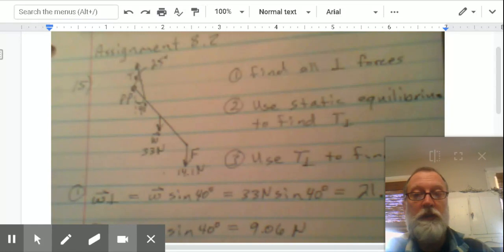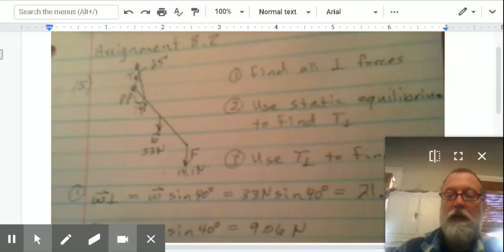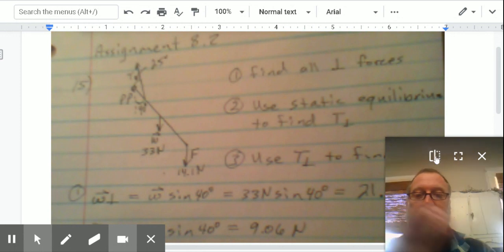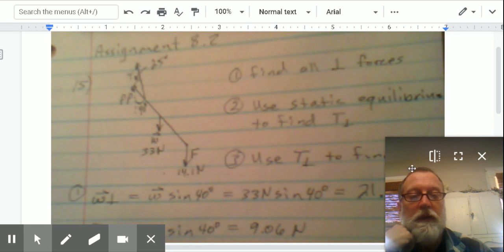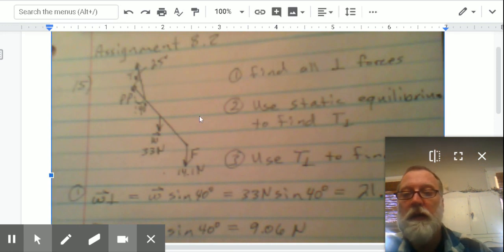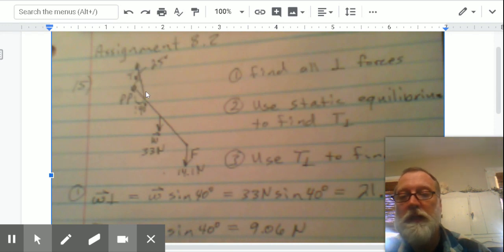Hello, we are working on assignment 8.2 again, and this time we're going to be working with problem number 15. Here we have a knee, which will be our pivot point, and we have the muscle being attached at 25 degrees to the leg. And then the leg is at 40 degrees from the vertical. We are asked to find the tension in the muscle.